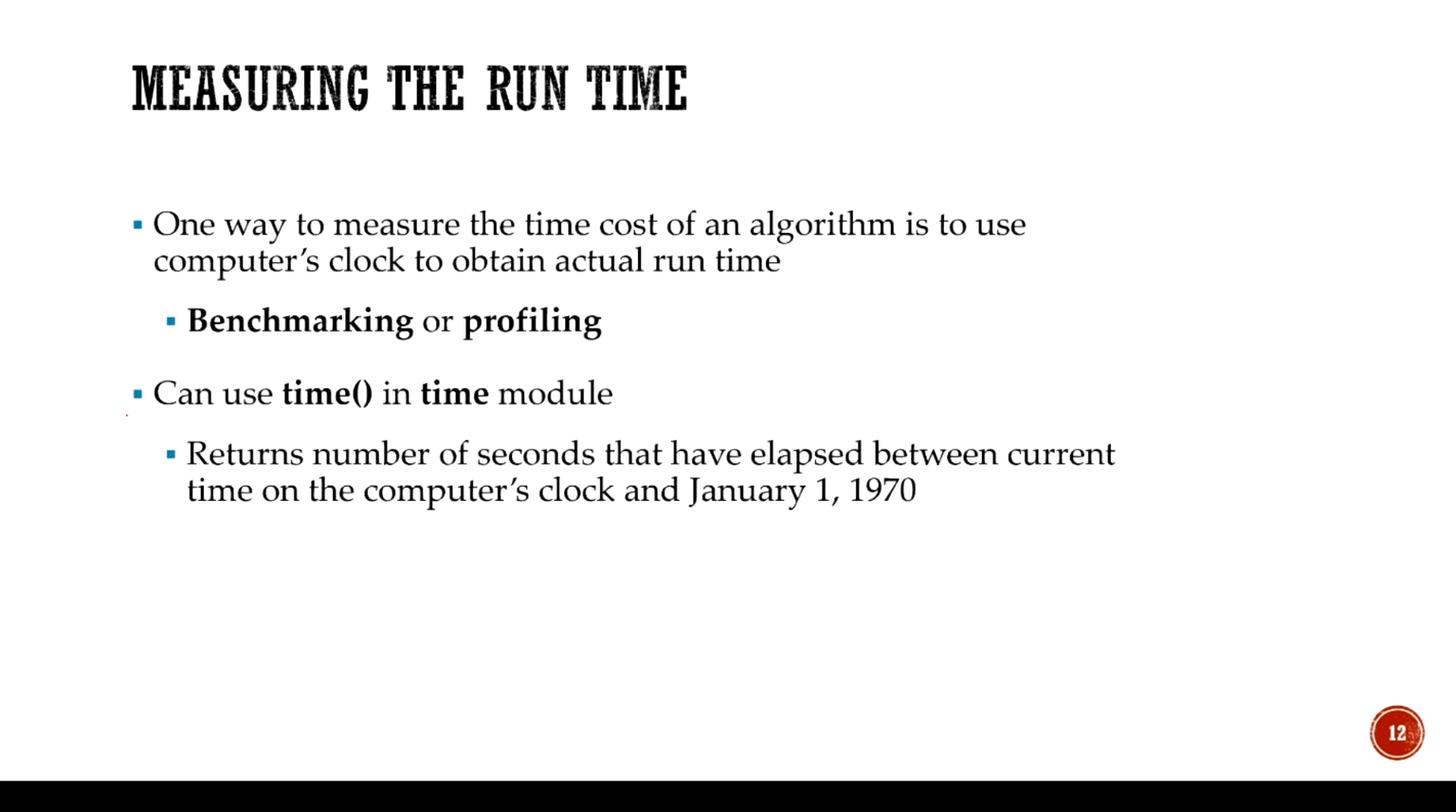Now, one way to measure the time cost of an algorithm is to use the computer's clock to obtain the actual runtime. There is a module in Python, the time module, that helps you capture the computer's clock. Before you run the algorithm, you save the computer's clock, and after the algorithm has finished, you capture the time again, and the difference is the running time of your algorithm. It returns the number of seconds that have elapsed.